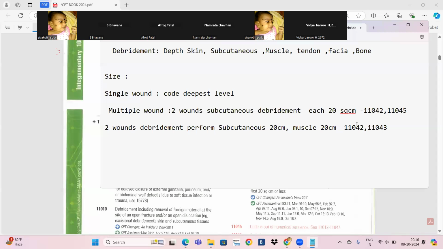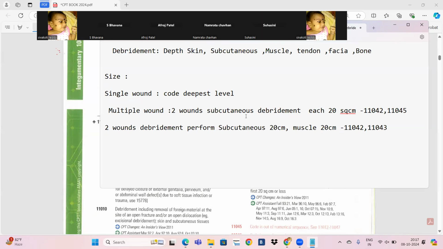So when they give 2 wounds, sum the length. Different depth, different wounds, code individually. Single wound, multiple depth, code deepest level. This is the debridement guidelines. Clear?